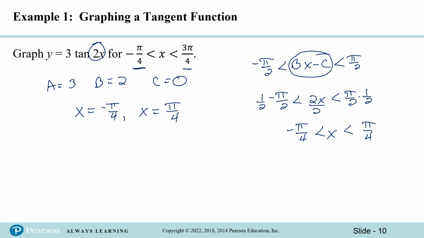If we want to be exactly halfway between, we're going to have an x-intercept halfway between negative pi over 4. So here's my negative pi over 4, and here's my positive pi over 4. And halfway between would be x equals 0. So we're going to have an x-intercept at 0, 0.